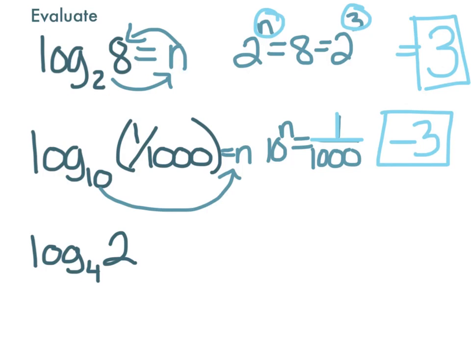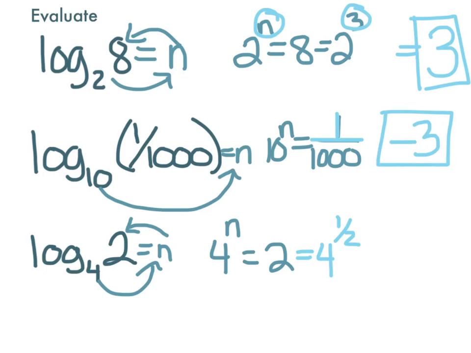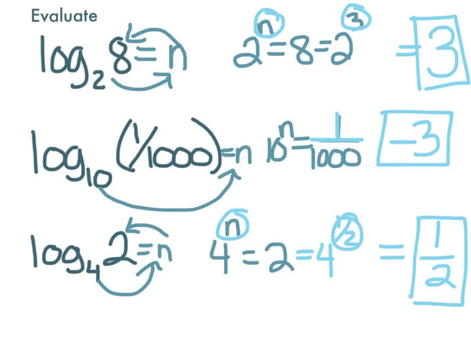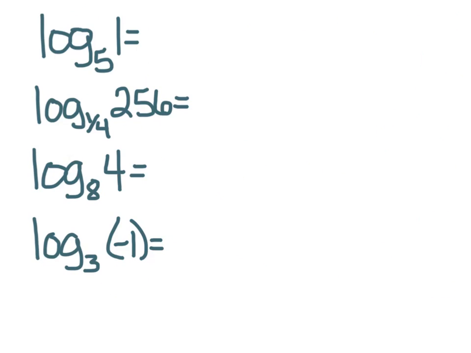Okay, log base 4 of 2. So I'm saying 4 to what number would give me 2? I don't know. I can't raise 4 to something and get 2, but yes, you can because the square root of 4 is 2. So if I raised 4 to the 1/2 power, that's taking the square root of 4, that would give me 2. So therefore my n is 1/2. So you have to think about negative exponents and you have to think about rational exponents, all of those things that we've already learned. Here are some more examples.